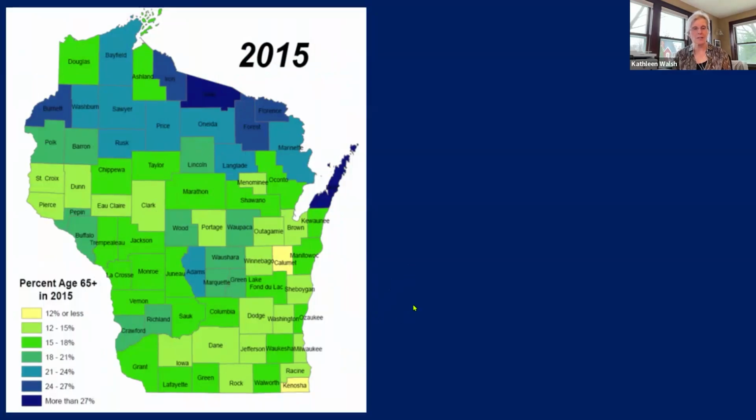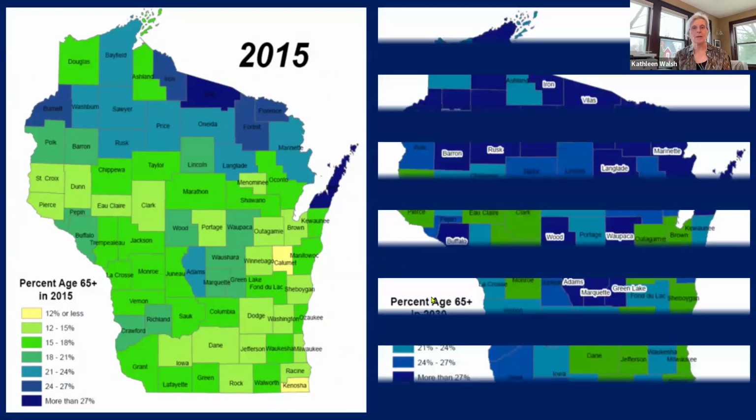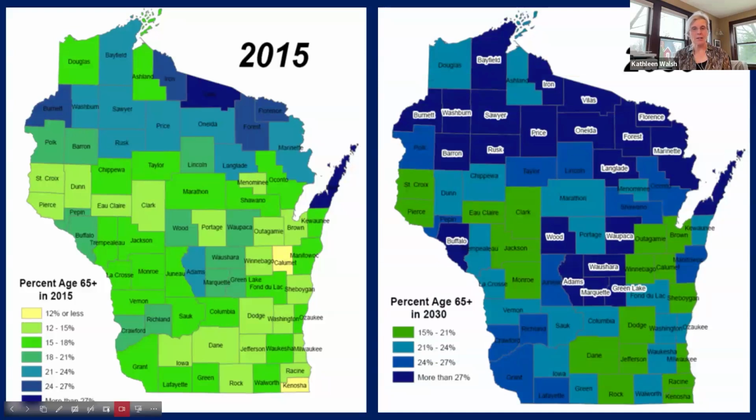This is 2015, the darker the color, the more people over the age of 65. But if we go to 2030, next slide, it increases. So you look at the older population in northern Wisconsin. You can do this as well for Minnesota and Michigan. You can look at every county and they will have the average age of your patients or the population in that county. So what about falls?